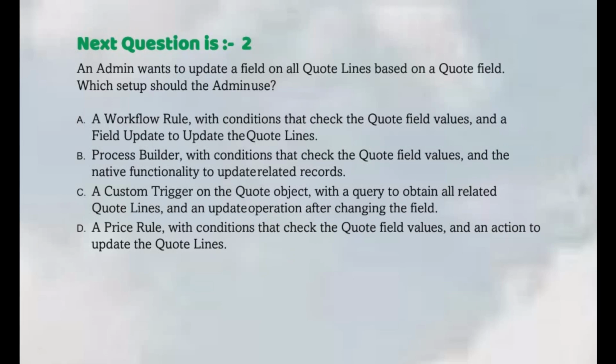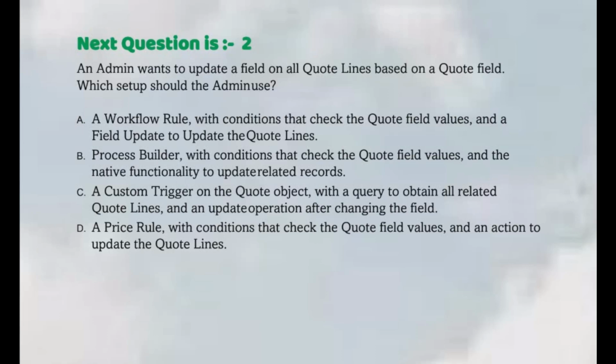Question: An admin wants to update a field on all quote lines based on a quote field. Which setup should the admin use? Option A. A workflow rule with conditions that check the quote field values and a field update to update the quote lines. Option B. Process Builder with conditions that check the quote field values and the native functionality to update related records.